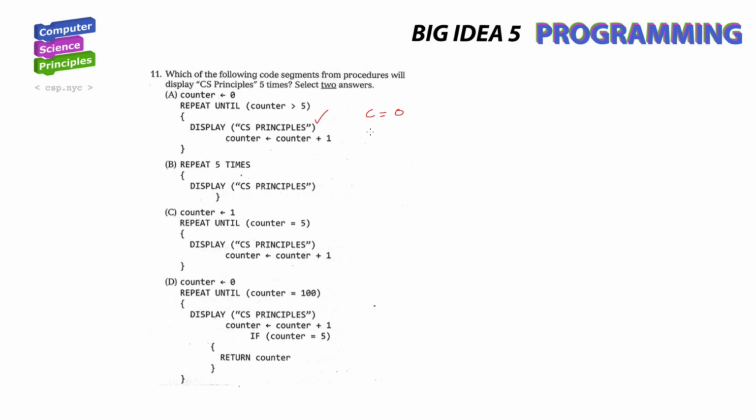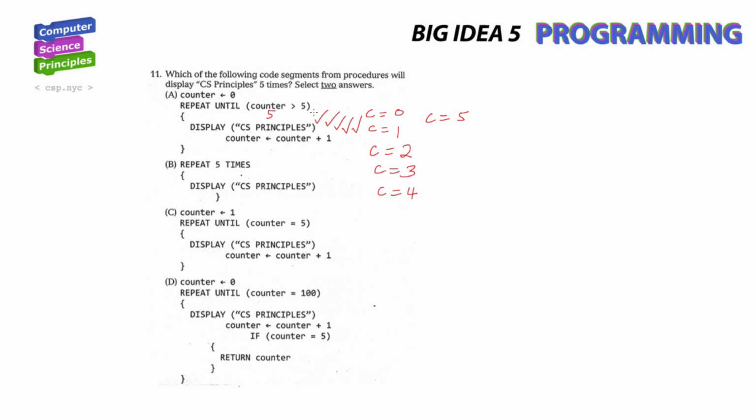It does it once, and then it increases the counter by 1. So now the counter equals 1. Okay, and we have 1 check. Now it's going to display it again, and then the counter equals 2 because it's going to add 1 to that counter. And then it's going to display it again, and the counter is going to equal 3, and it's going to display it again, and the counter is going to equal 4, and then it's going to display it again, and the counter is going to equal 5. And now if the counter is 5, now 5 is greater than 5? No, it's not. So it's going to keep going.